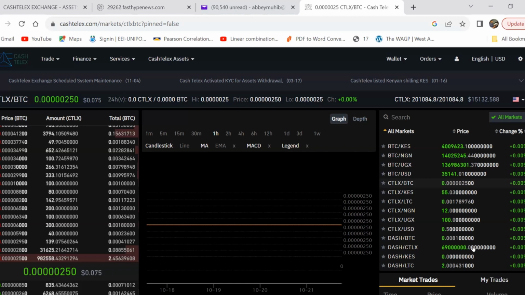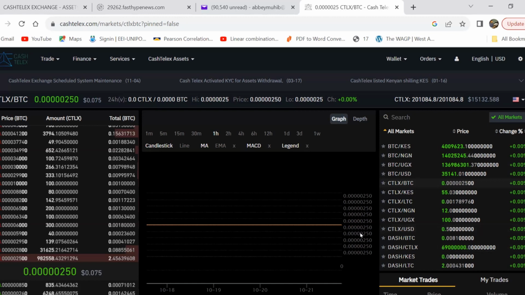Looking at the learning objective for today, which I said previously, will be how to use your BTC to buy or sell CashTelex. You can use your BTC to buy more CTLX so that you can add to your account, or you can use your BTC to deposit into your BTC account in the exchange.